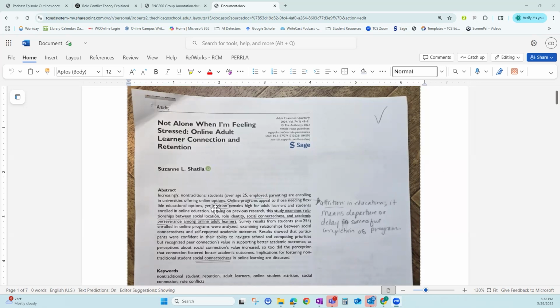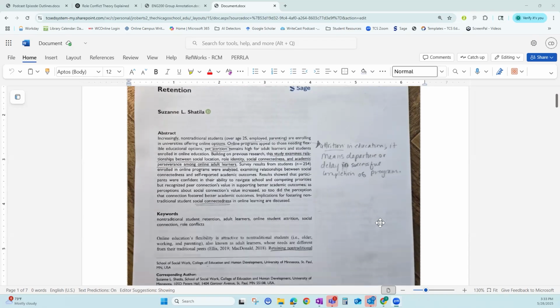So anytime there's a circle, it means I don't know what that means. Either I don't know what it means at all, or I don't know what it means in this context. So I circle words that I need to look up or terms that I don't understand. And then I'll draw an arrow and I will write the definition, because I will look it up in the dictionary app on my phone. So that's the process for me.